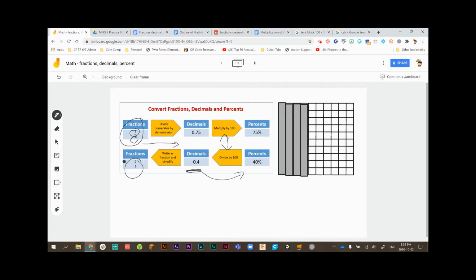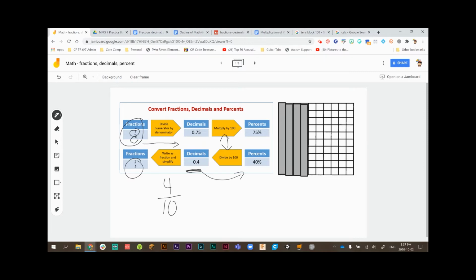So 0.4 as a decimal to a fraction: 2/5 is the simplest form. But we know 4 is in the tenths spot. So that would be 4 over 10, and that would be our fraction.